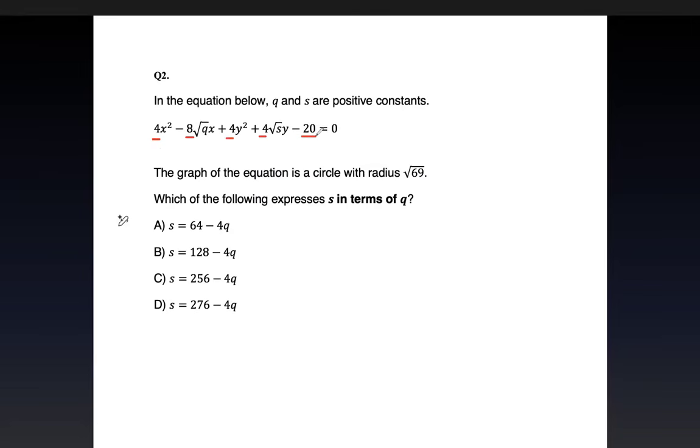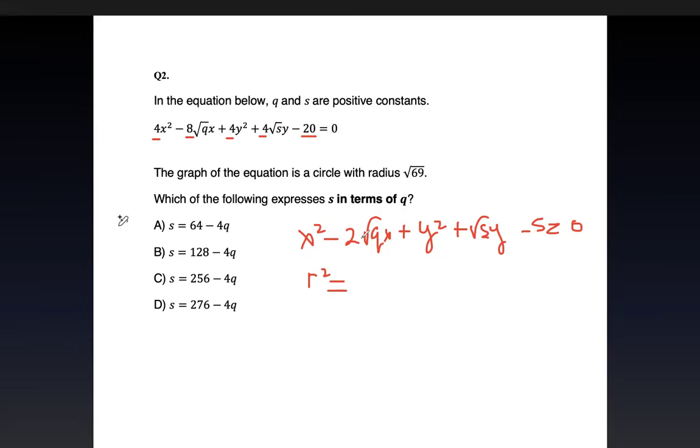Where I can simplify this, I'm going to get s squared minus 2 square root of q x plus y squared plus xy minus 5 is equal to 0. Complete the square because they've given you the radius. You need it. The radius, when you complete the square, should be equal to half of this all squared.